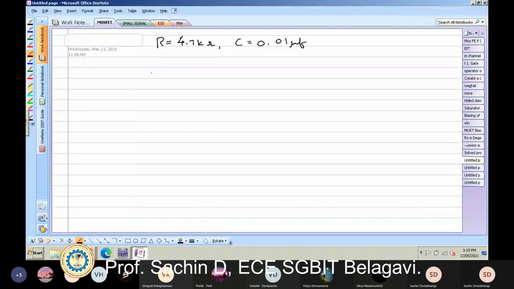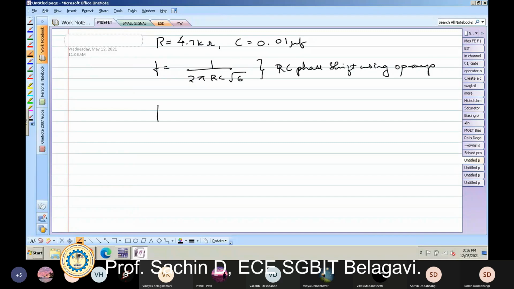The last time I had given this formula, 1 over 2 pi RC root 6. This is for the RC phase shift oscillator using op-amp, but we have done it for BJT. So the frequency of oscillation formula is different for that: 2 pi RC root of 4 RC divided by R plus 6. This is the RC phase shift frequency of oscillation formula for BJT. We are using BJT, so this is the formula.